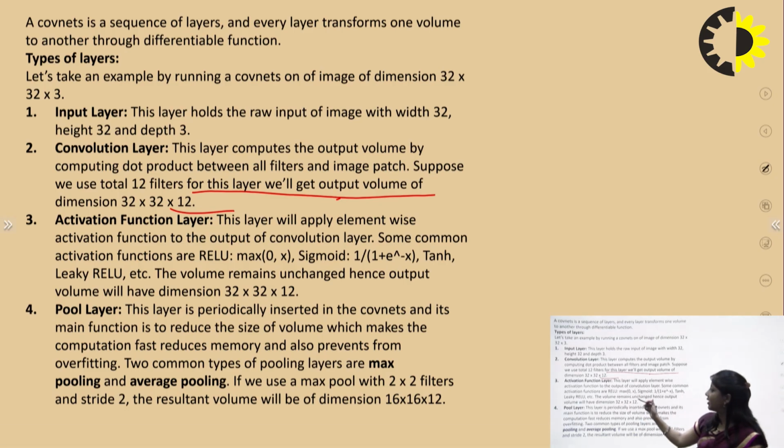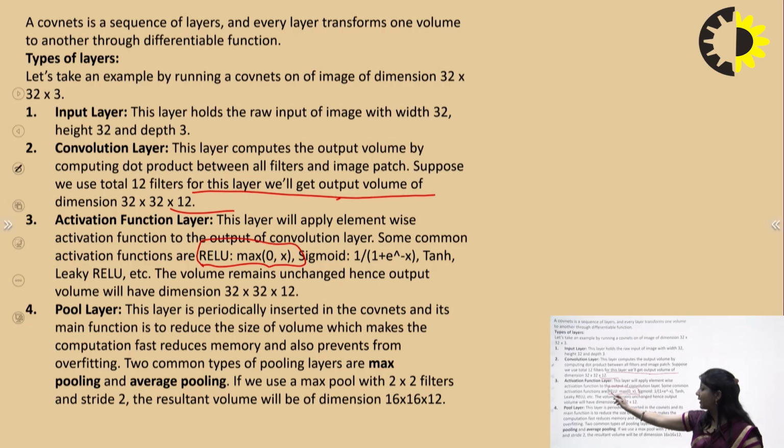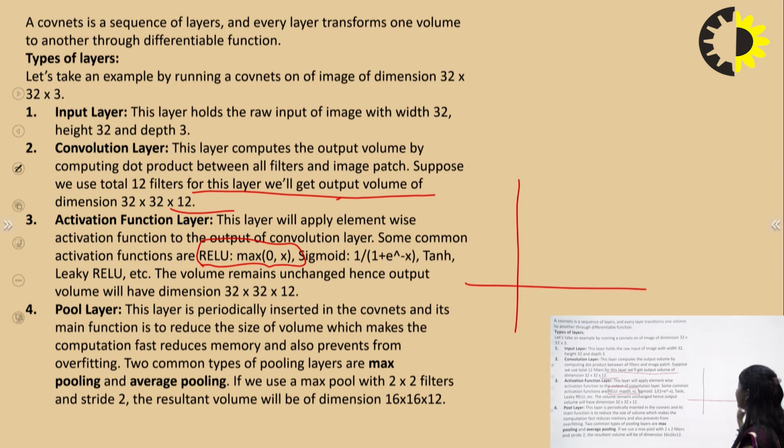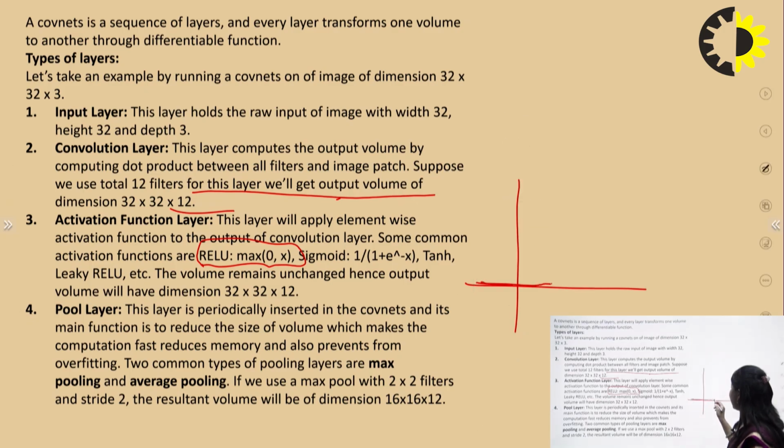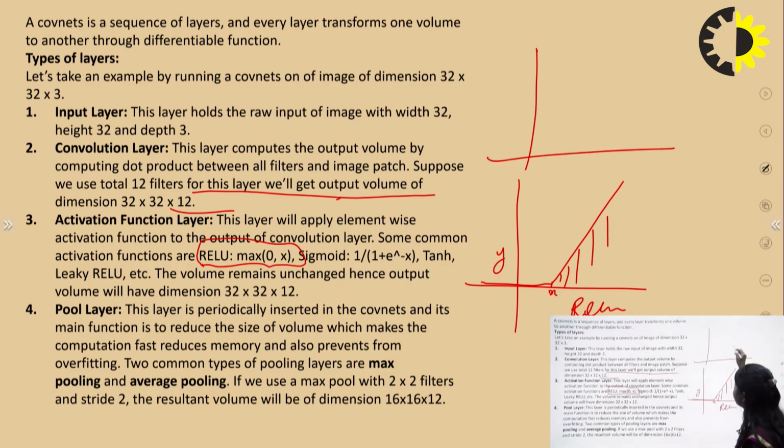Then the activation function is applied here. We can choose any activation function, like ReLU. This is the formula of ReLU. ReLU means rectified linear unit, whose graph looks like that, because all negative values of x get 0. Otherwise it is the maximum of x. So depending on the value of x, we get the corresponding value of y. This is the graph of ReLU. And the graph of the sigmoid activation function is like that.